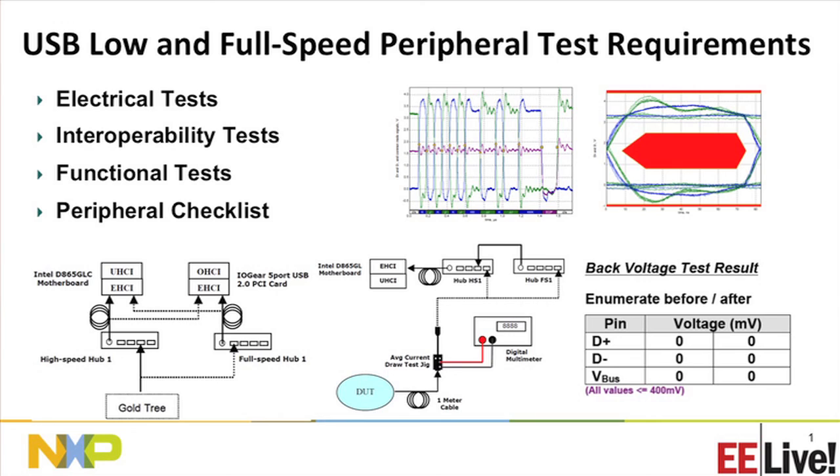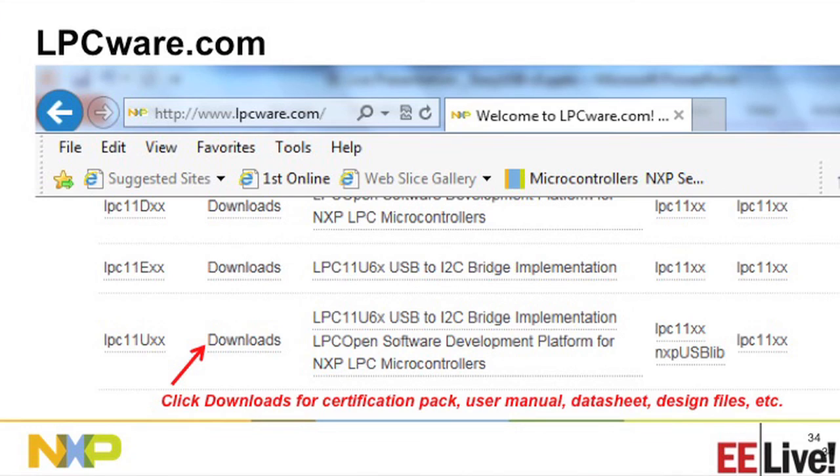Part of the requirement is also the peripheral checklist that is required to enter the USB IF certification program. So we have provided this information at lpcware.com, including the certification package, as well as the USB to I2C bridge implementation available for download at LPCware. Just click download. You can get this information in addition to the general user manual, datasheet, design files, BSDL, PMAX2, everything you need to design with the 11U family.